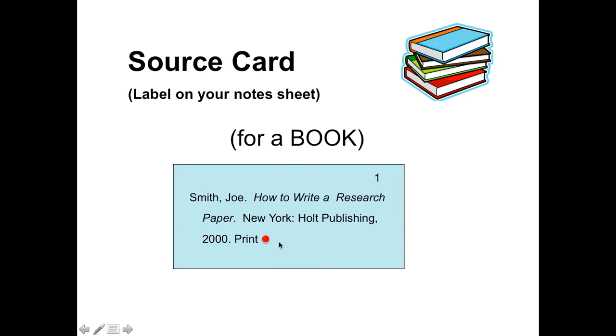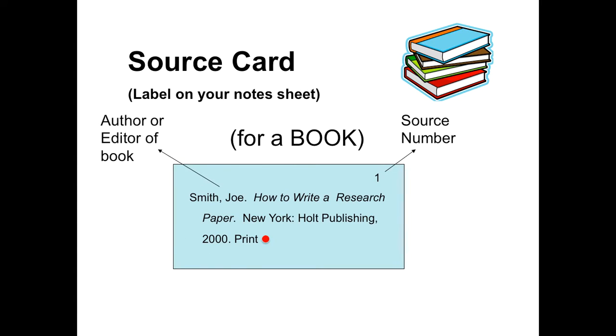This right here is our sample source card. Notice we have our source number and we have a bunch of information. We're going to go through what you should put on each of these things. First and foremost, you want to make sure that you put your source number. This has number 1 because this is the first source that we're looking at. The next thing that we would write is, we would look in the book and find the author or the editor of the book.